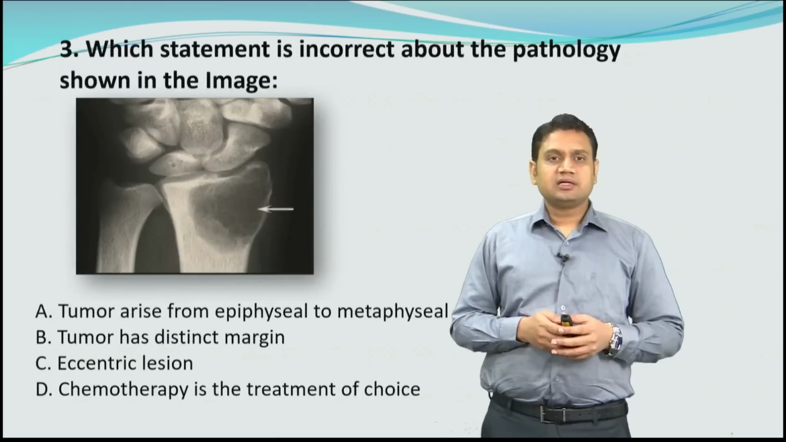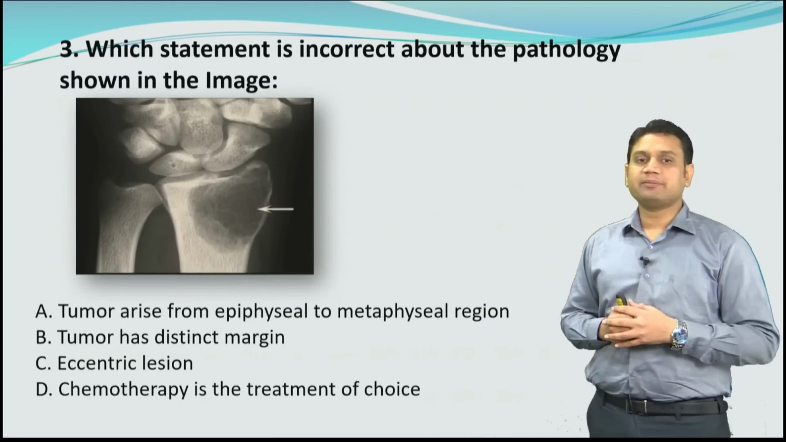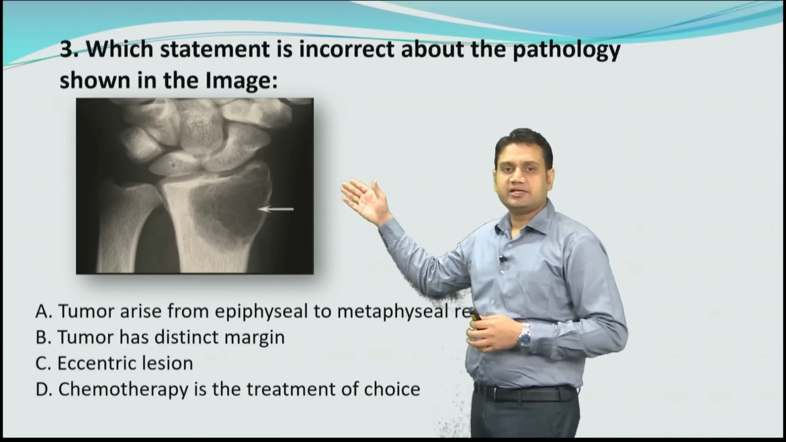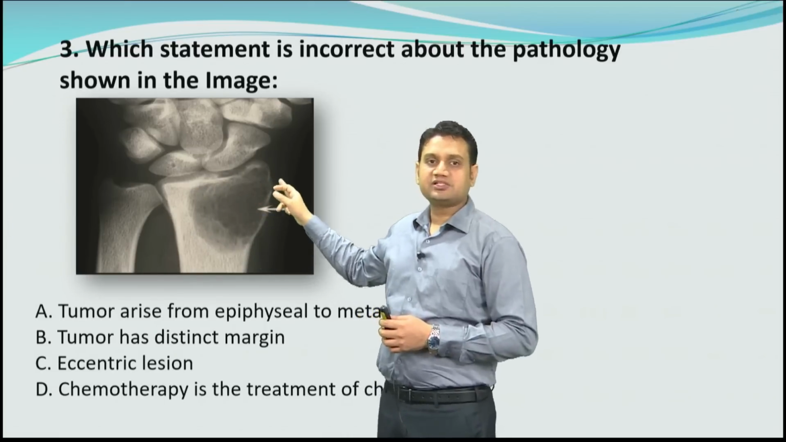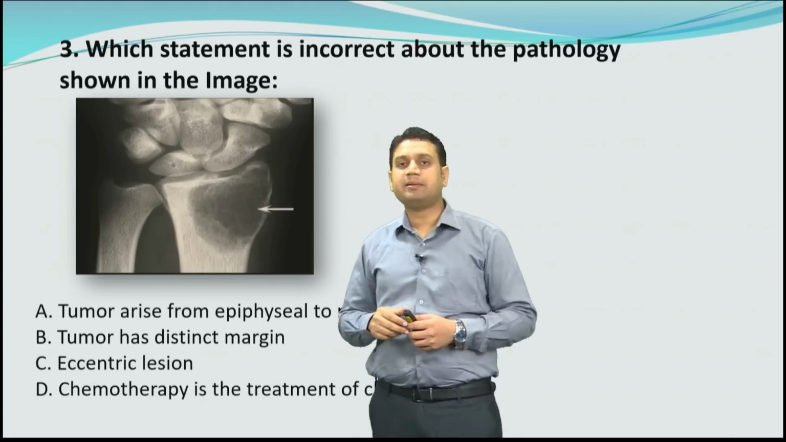Okay. Number three, which we have is, which statement is correct about the pathology shown in the image, right? Now in the image, what do you observe? There is a lytic lesion. See, all of you can recognize that this is a radius and that's your ulna, and you can see this lesion which is all around the radial area, a lytic lesion on the distal margin, epiphyseal area.